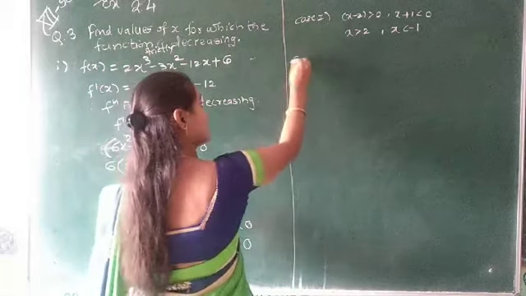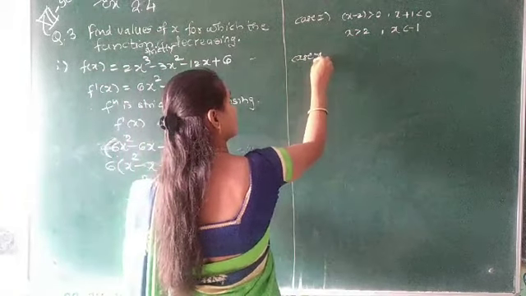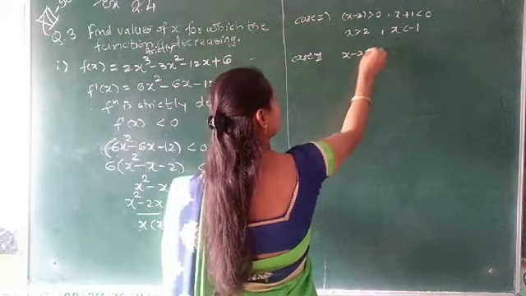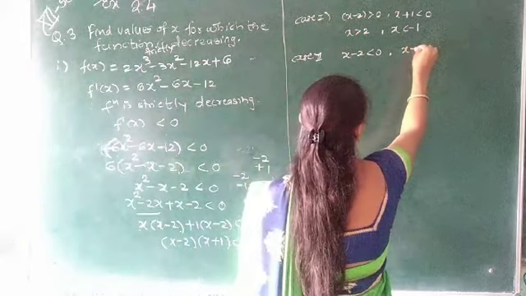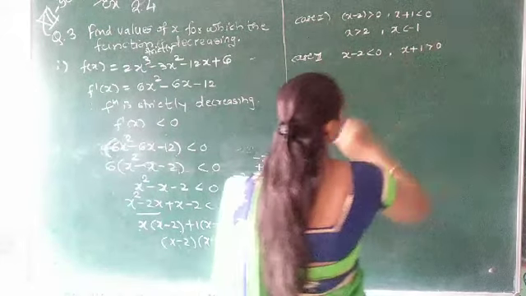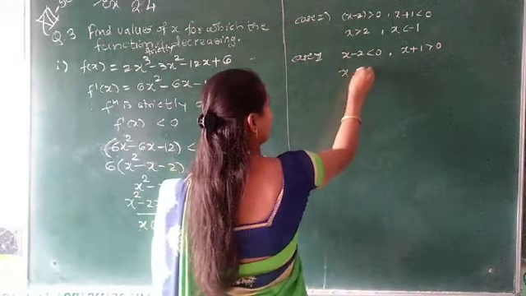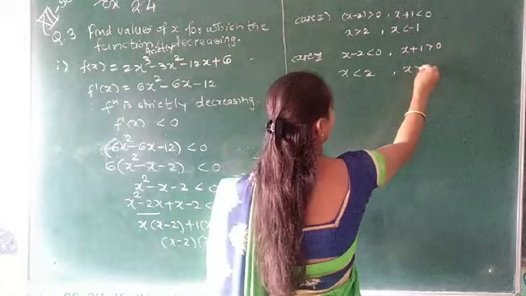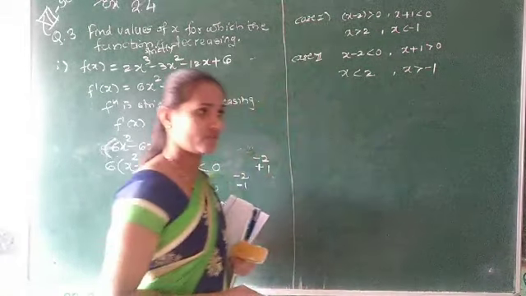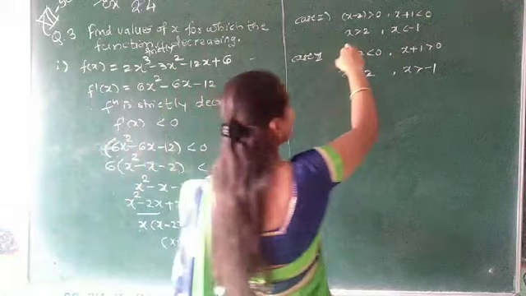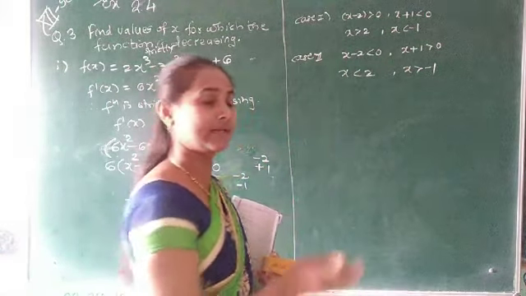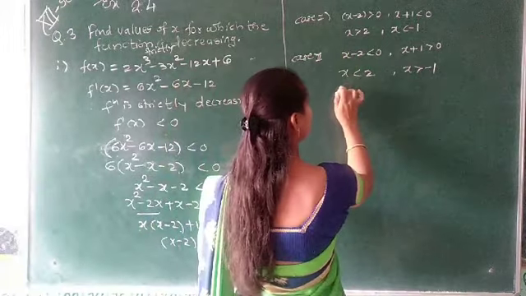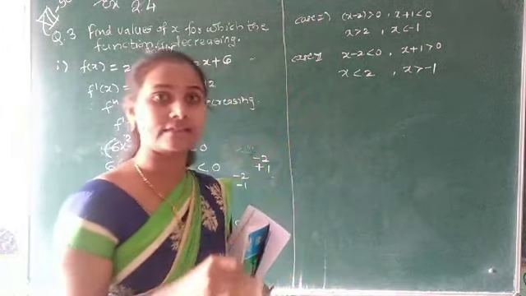Now case second is what? Case second: x minus 2 less than 0, and the second one is x plus 1 greater than 0. Therefore here x less than 2 and x greater than minus 1. So see here, in case first we will get x greater than 2 and x less than minus 1, which is not possible. It is absurd. So here consider x is less than 2 but x is greater than minus 1.